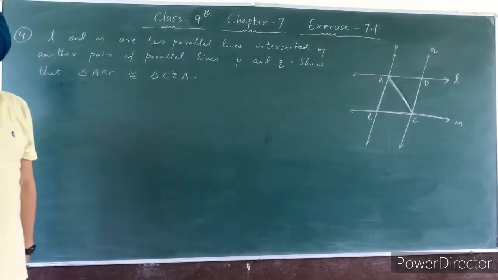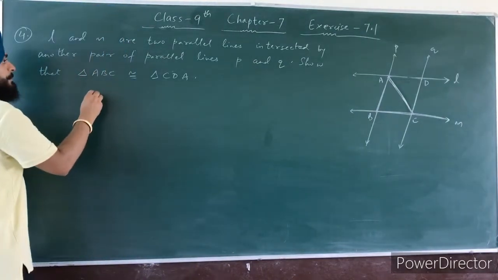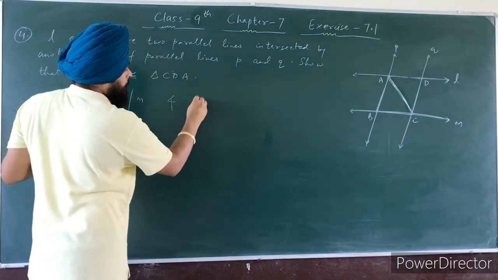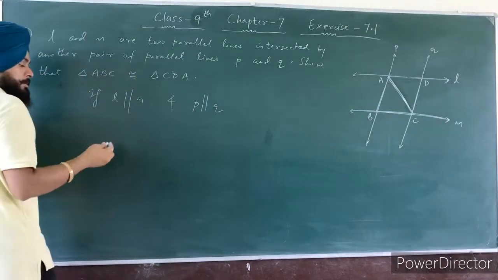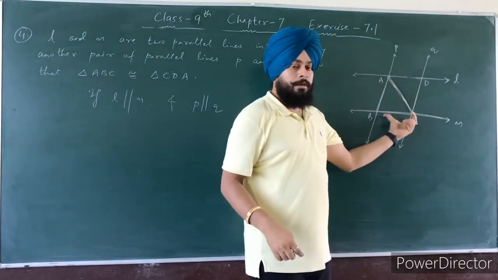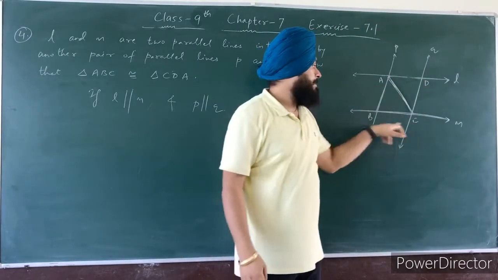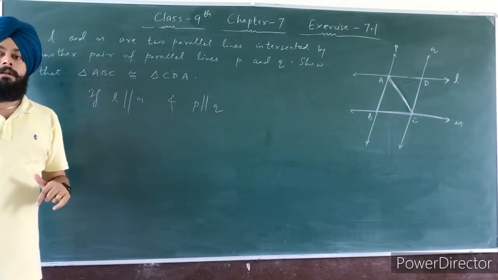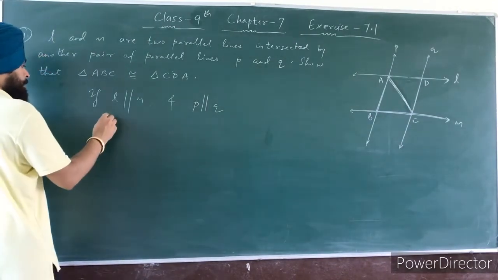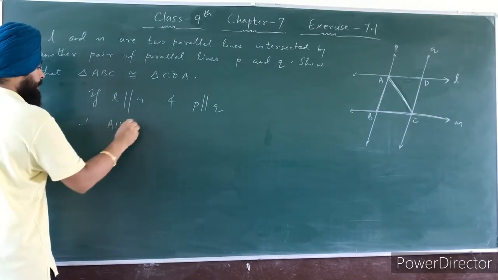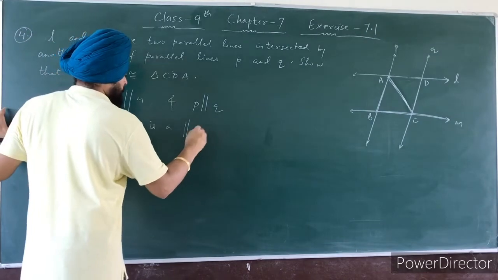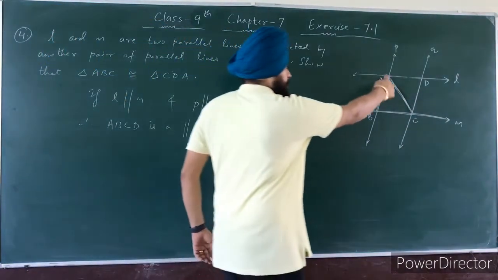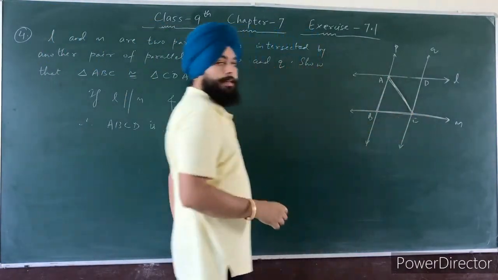So see, we have to show congruence. Clear? So first we will write: if L is parallel to M and P is parallel to Q, then what? If this line is parallel to this one and this line is parallel to this one, then ABCD is a parallelogram. Because in a parallelogram, opposite sides are parallel and equal also. Therefore ABCD is a parallelogram. Now next, AC is the diagonal of this parallelogram. AC is the diagonal of ABCD.